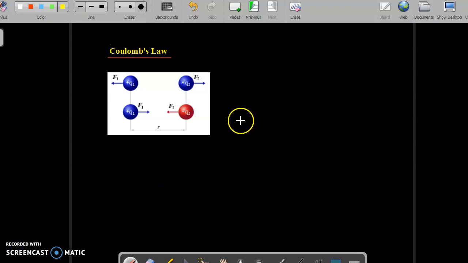This law states that the magnitude of the electrostatic force of attraction or repulsion between two point charges is directly proportional to the product of the magnitude of charges and inversely proportional to the square of the distance between them. So in scalar form we can write it as F, the force of attraction, is directly proportional to Q1 times Q2 upon the distance between the two charged particles squared. So the proportionality sign we can change with a constant Ke.